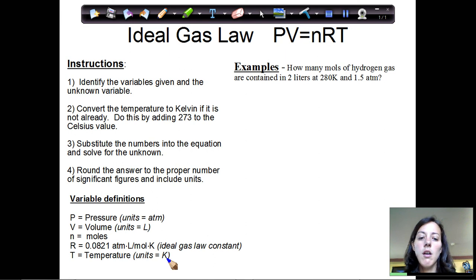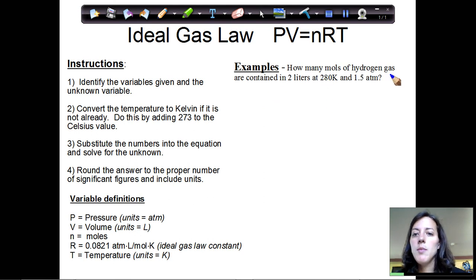T must be in Kelvin. So you can convert to Kelvin by simply adding 273 to the temperature given to you if it's in Celsius. If it's in Kelvin already, then you don't need to worry about it. So here's our set of instructions. For our example, we are going to use those instructions to help us figure out the answer.